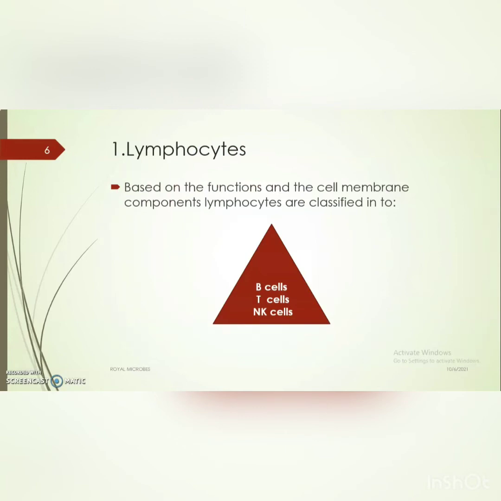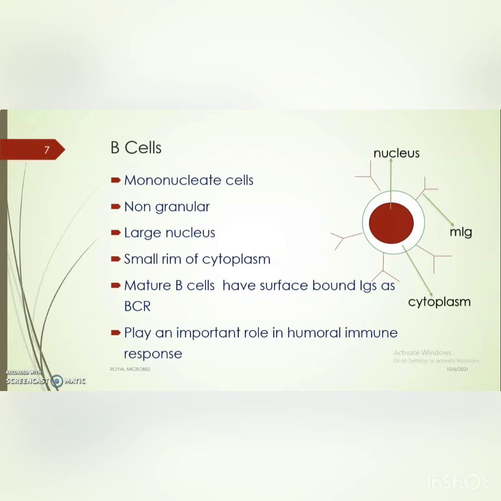The most important type of cells in our immune system are lymphocytes. Based on the functions and the cell membrane components of lymphocytes, they are classified into B lymphocytes, T lymphocytes, and natural killer cells. Here, the first one is B cells. These are mononucleate, non-granular cells. They have a large nucleus and a small rim of cytoplasm.